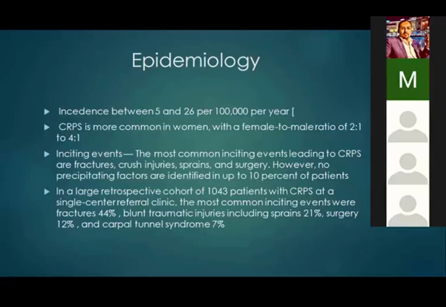In a large retrospective control cohort of 1,043 patients with CRPS syndrome at a single central referral clinic, the most common inciting events were fractures, 44%, blunt trauma injuries, including sprains, 21%, surgery, 12%, and carpal tunnel syndrome, 7%. So even a very small surgery, such as for carpal tunnel syndrome, can actually precipitate CRPS syndrome.